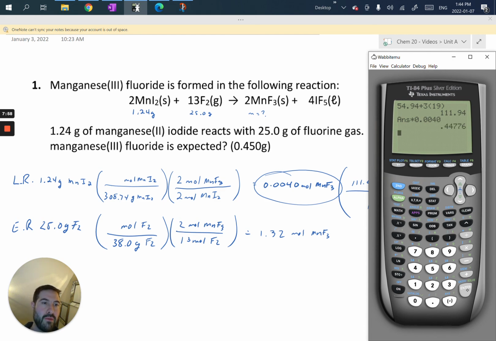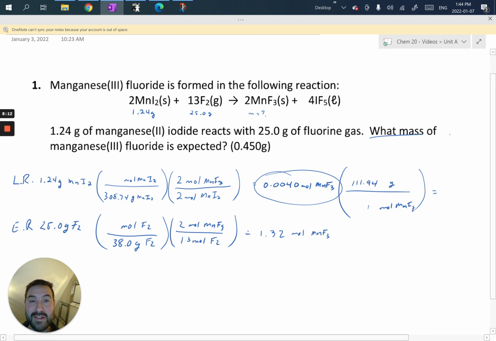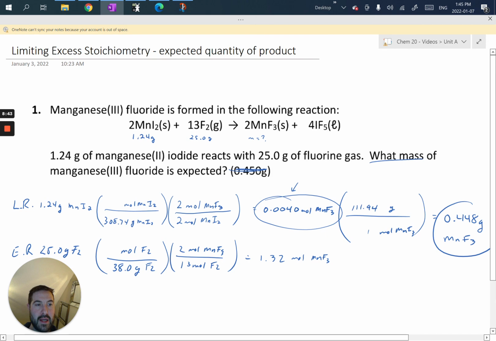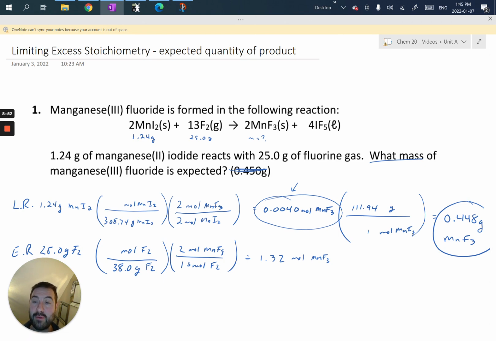So I got 0.4476, and I'm going to round this to 0.448. Somewhere along the line, maybe my answer is rounded incorrectly right here. Really what I should be doing is using the raw value for this number, but I cleared my calculator and I'm in the middle of making the video, so it's kind of hard to go back. But you guys get the idea. So I'm going to use that number that we got, 0.448 grams of MnF3. Those are the toughest ones that we'll see in limiting and excess stoichiometry. We need to find the limiting reagent and then use that to complete your stoichiometric equation, finding the product that you're looking for. Hopefully that helps. See you guys next time.